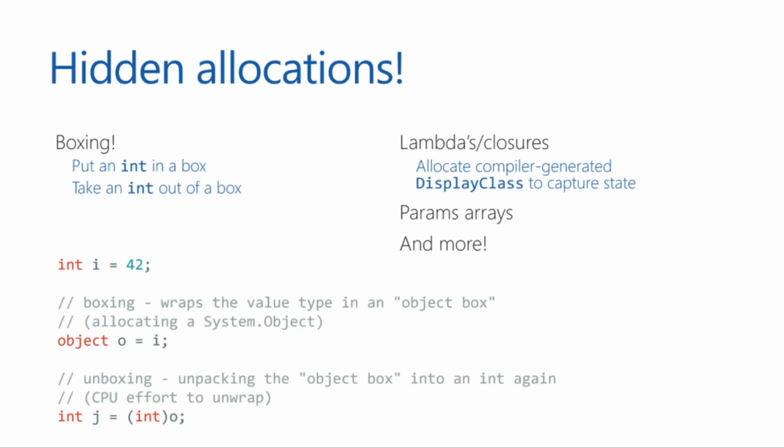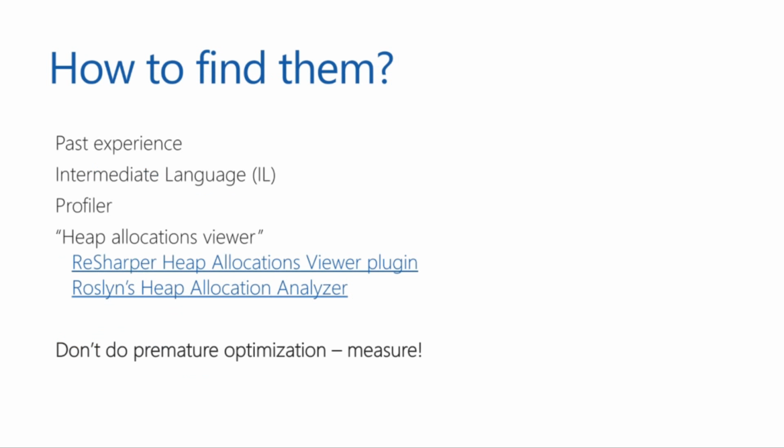Params arrays, those are really interesting. I will show you the code and you will understand what is happening, but those also create a couple of hidden allocations. How do you find hidden allocations? Typically past experience. You learn and you see something is happening and you learn those things and you try to no longer do those things.